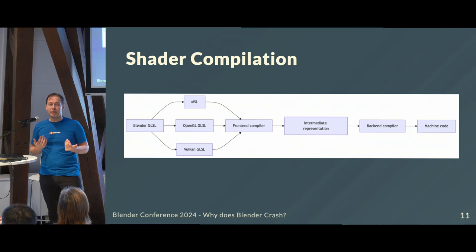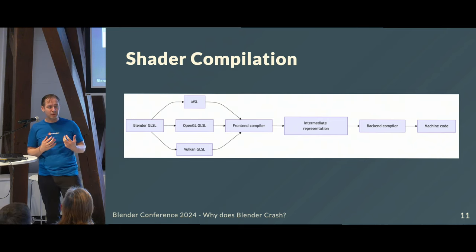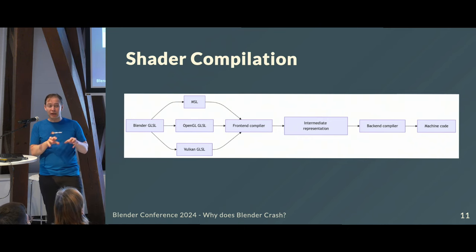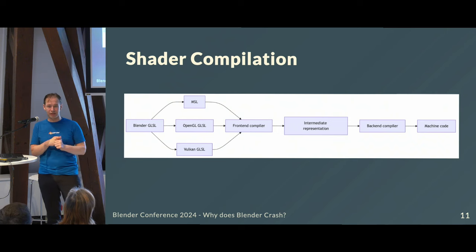Another topic why Blender often crashes is about shader compilation. Blender has quite a big pipeline for how shaders are compiled. Blender has its own, that is how I call it, its own GLSL language. It's not OpenGL GLSL, it's not Vulkan GLSL, and it is not MSL. But we have some transformation in place that can convert that Blender-specific GLSL to MSL, OpenGL, or Vulkan.